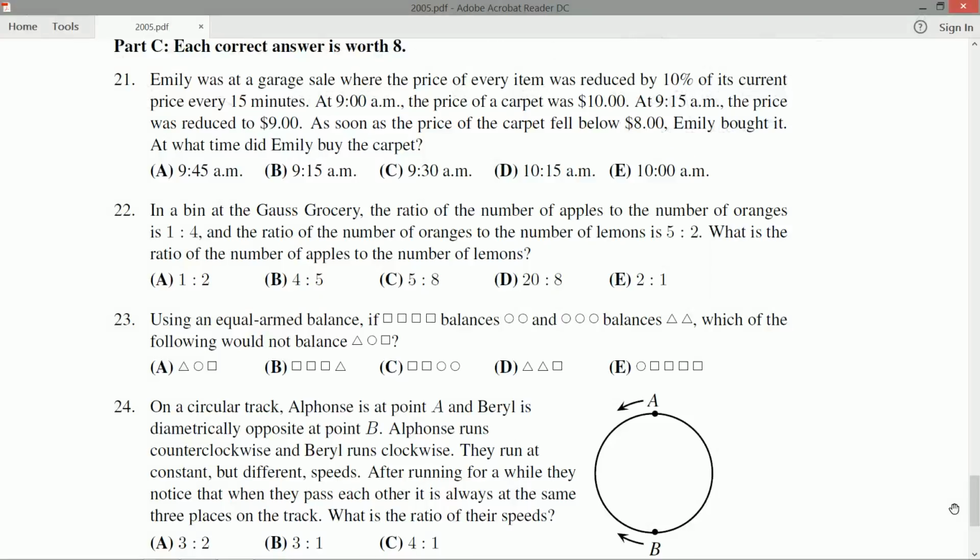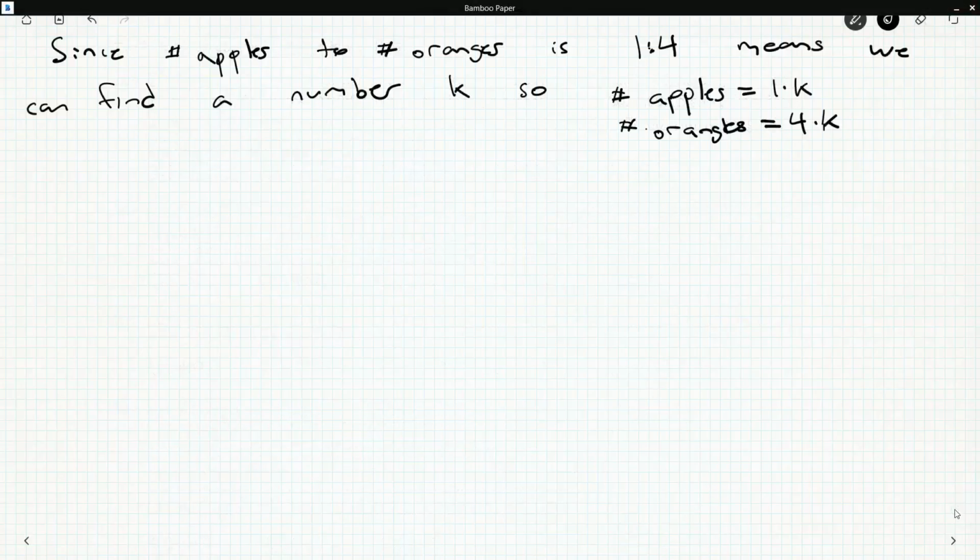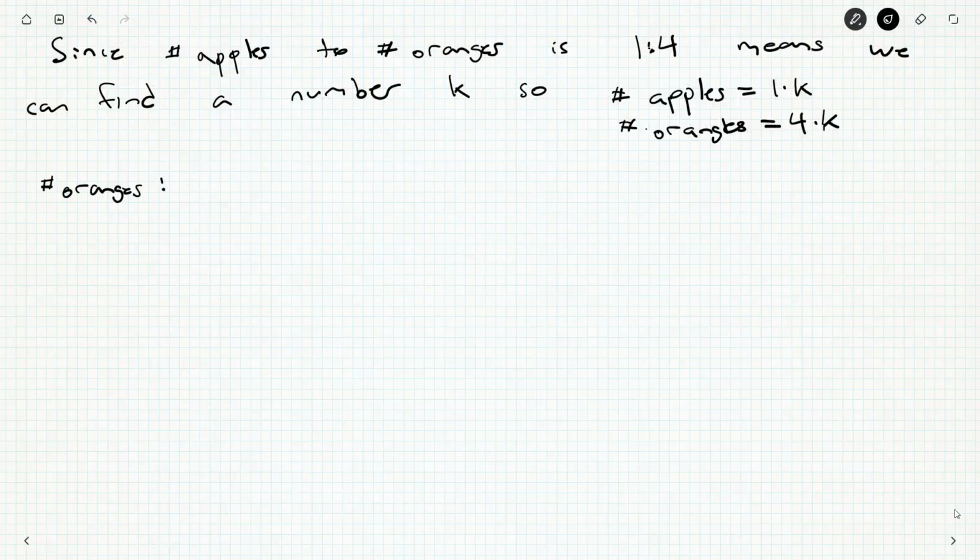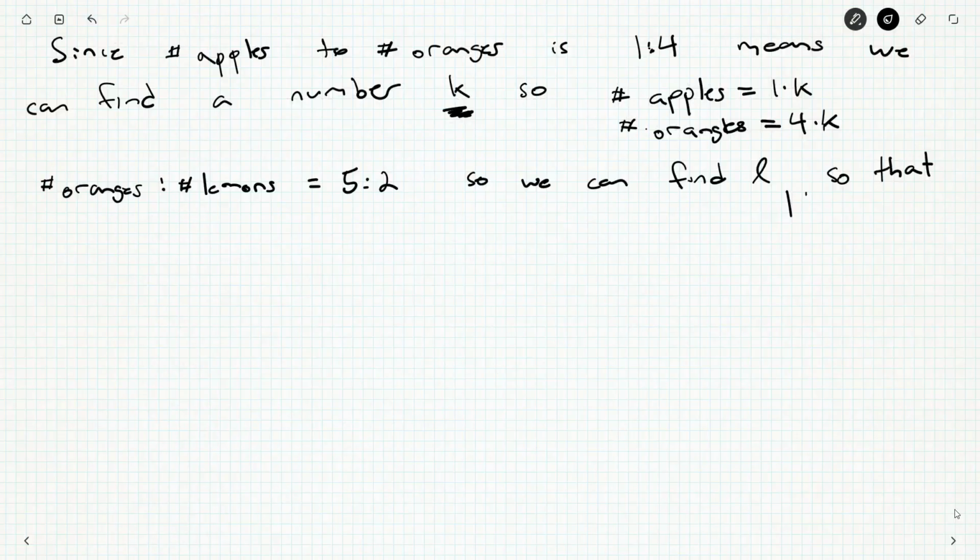They gave us another ratio. The number of oranges to the number of lemons is 5 to 2. So we can find another number. It's got to be a different number than k until we can prove that it's equal to k or something like that. So we'll pick another one. Let's use the fancy L. We use fancy L in math rather than regular L because regular L looks a lot like 1.